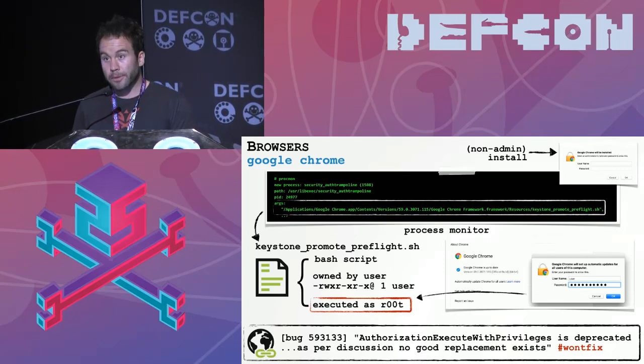keystone_promote_preflight.sh. This script, which again is run as root once the user authenticates, is owned by a normal user. So this means at any point, any local non-root code on your box could modify that. And then when the user, for example, sets up an auto update, Chrome will blindly execute that as root.